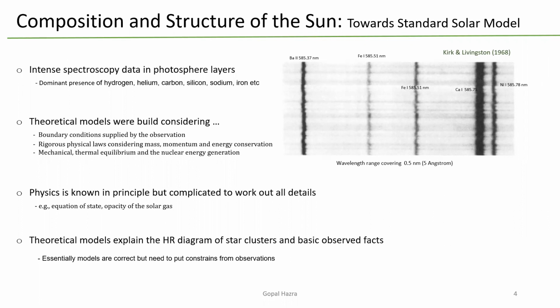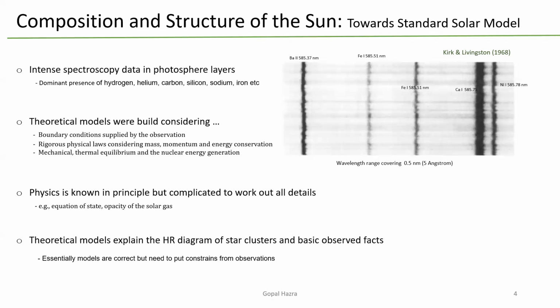I'm showing a visible spectrum of the Sun from Kitt Peak Observatory, and it is from 1968. This resolution is like 5 angstrom. Nowadays the resolution is 0.05 angstrom, so you have a huge amount of data. But just imagine, in the 60s, when we were seeing this visible spectrum, within 5 angstrom we had so many lines. This gives us the idea of the chemical composition the Sun has.